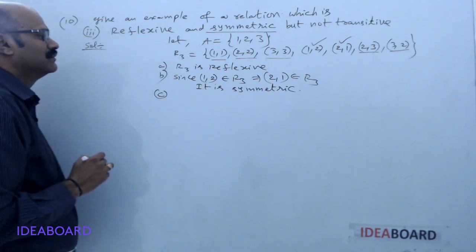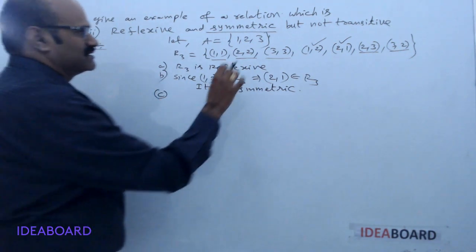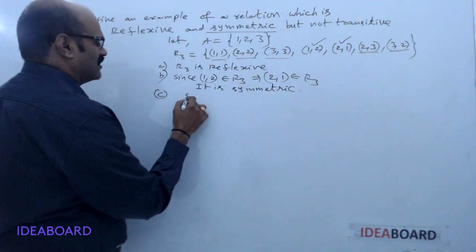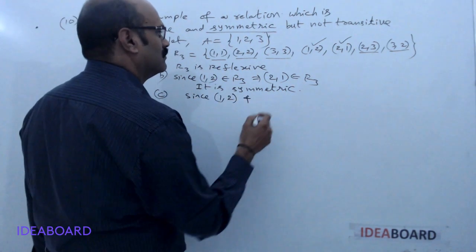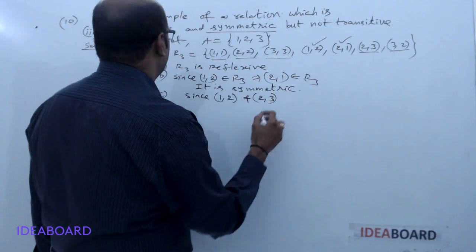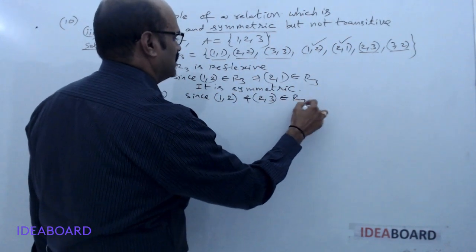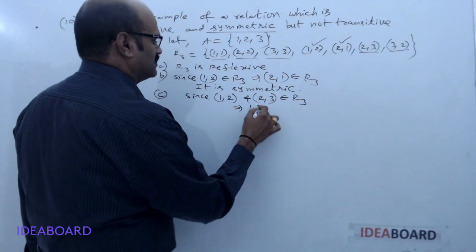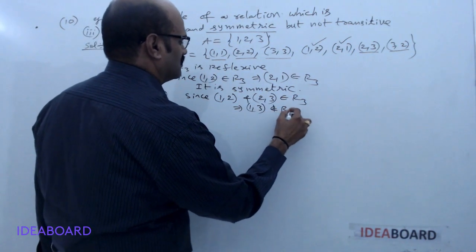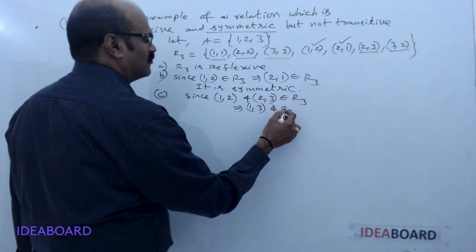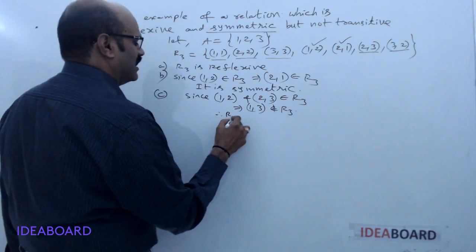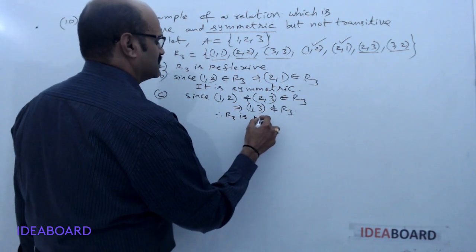Third, we have to verify whether it is transitive or not. Since (1,2) and (2,3) belong to R3, but (1,3) does not belong to R3. Therefore, since (1,3) is not in R3, we say that R3 is not transitive.